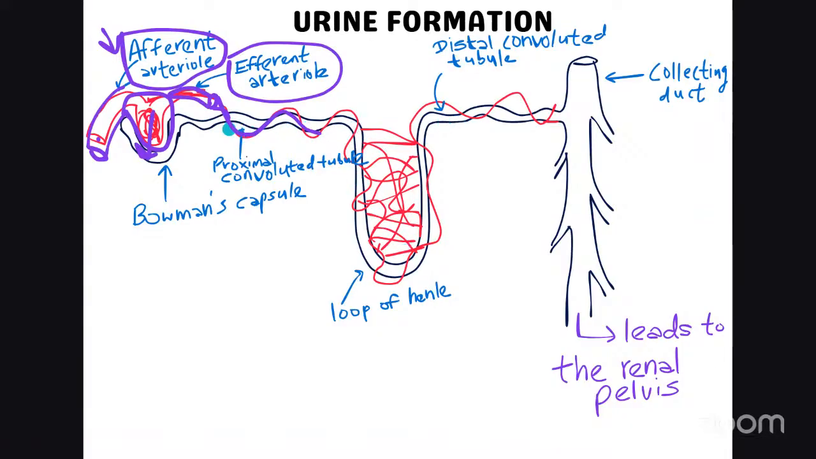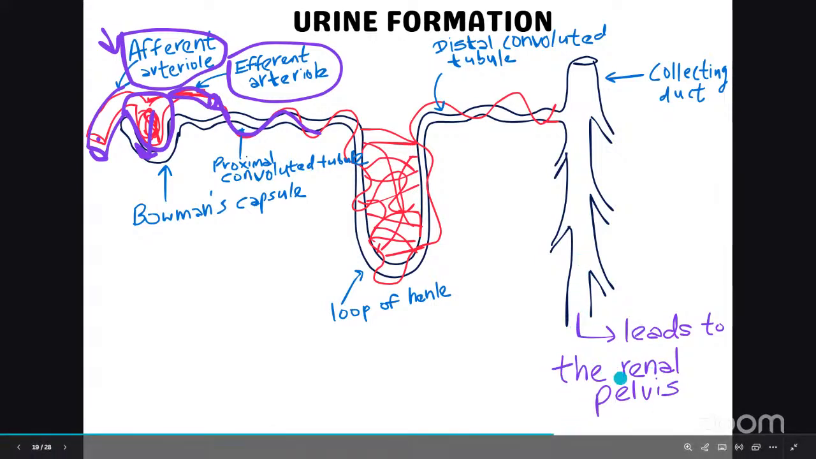So you have the proximal convoluted tubule. This is the distal convoluted tubule. Proximal is the front tubule. Then you have the loop of Henle, and the collecting duct. And now where is this going? This collecting duct, all of them, is finally leading to the renal pelvis.